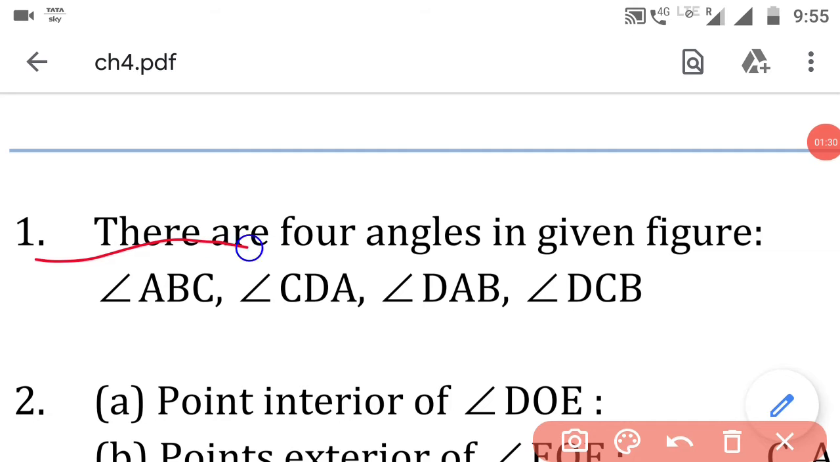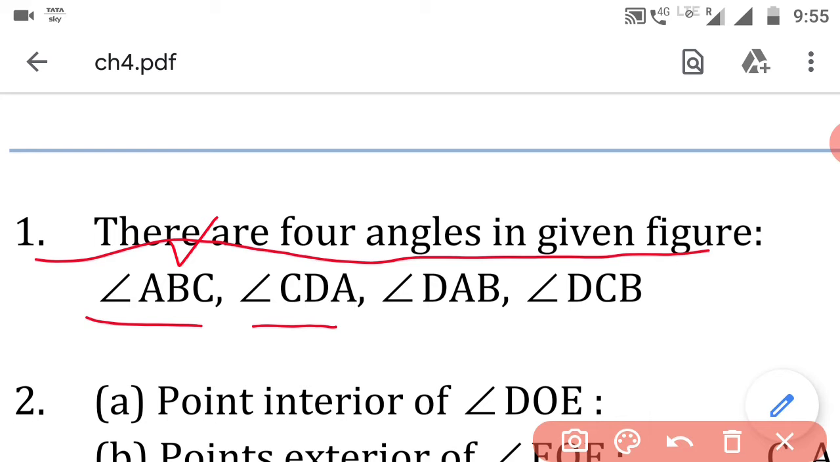So there are four angles in the given figure. The names are angle ABC, means angle B. Okay, ABC means we are saying angle B. Now again angle CDA, that means angle D. Then again angle DAB, that means we are mentioning angle A. Now DCB means we are mentioning angle C. So B, D, A, C, these are the names of the four angles.